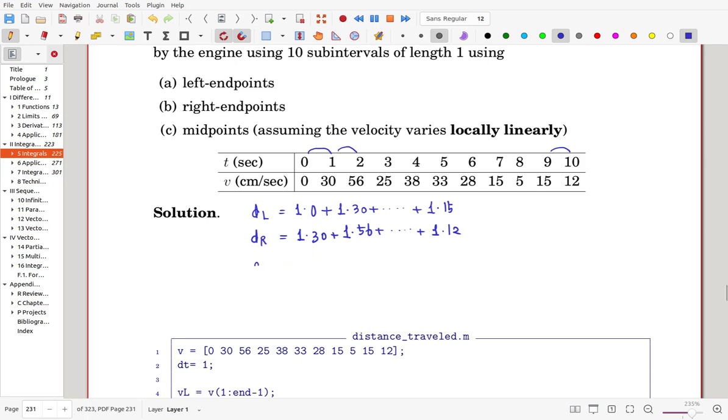Okay, now if we try to get the midpoint value, assuming that the velocity varies locally linearly, then for the first subinterval, the interval length is 1, and the midpoint value, assuming linear variation, is the average of the endpoint values, which will be 15. For the second subinterval, the average value will be 43. At the last moment, the average value will be 13.5. So you can sum these values, then they are the answers.